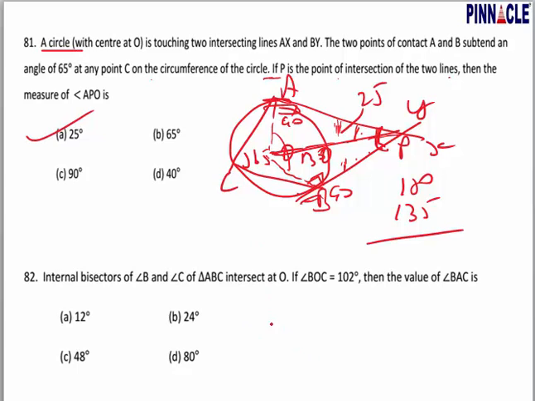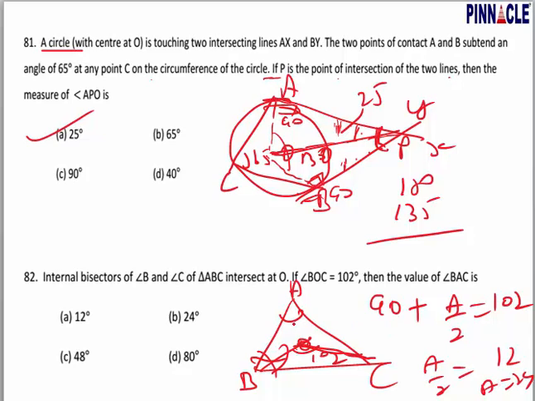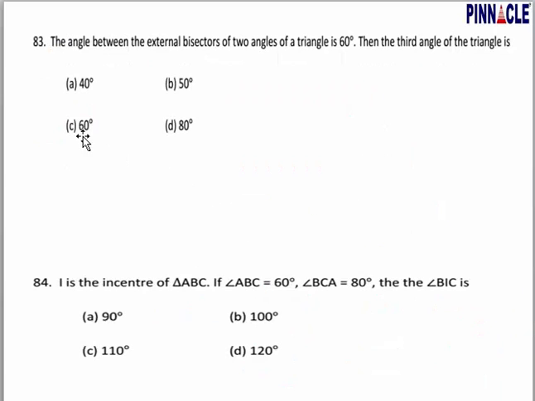The internal bisectors of angles B and C of triangle ABC intersect at O. You can see this is the internal bisector. If angle BOC is 102, we have to find the value of angle BAC. Now the property is 90 plus A by 2 is equal to 102. A by 2 is equal to 12, so A is equal to 24. It means this value is 24. B is the answer. Next question, 83.